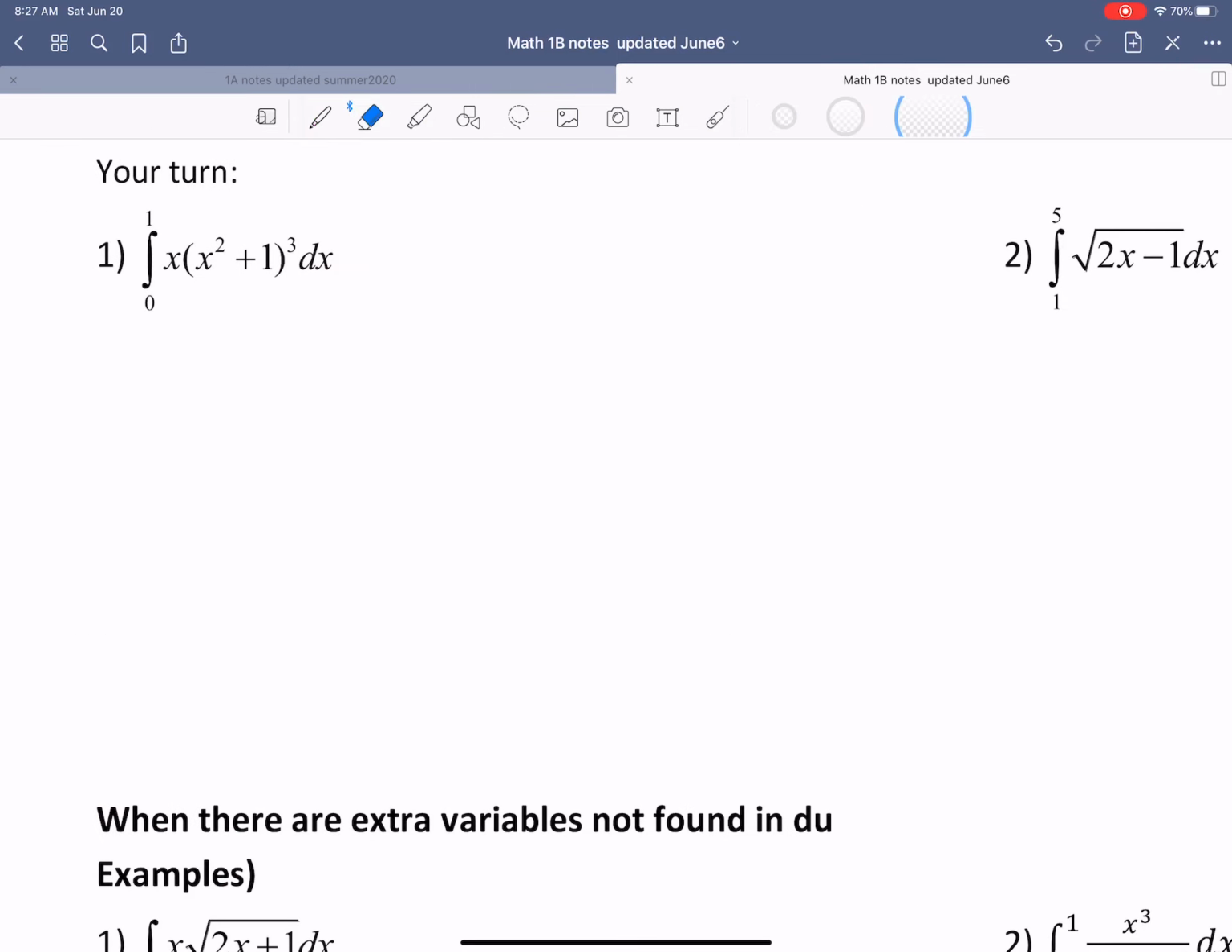involving that. We're going to let x squared plus 1 be the u here, 2x dx be du, x dx be du divided by 2. Okay, when x is 0, u will be 1. When x is 1, u will be 2. And 1/2 du, u to the third here. Now we have 1/2 here. Integral of u to the third is u to the fourth over 4 from 1 to 2.